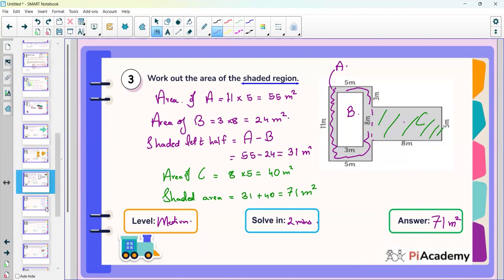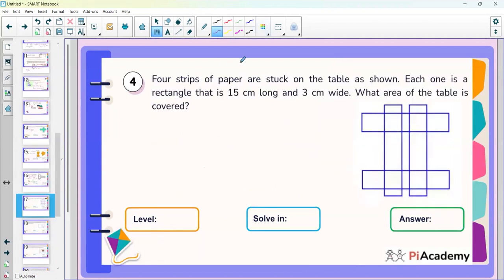Okay, now moving ahead to the next question. Here we have question number 4. Let me read this one now. We are given 4 strips of paper. These are stuck on the table as shown. So you have a table, and on this table you have these 4 strips of paper. This is one strip aligned horizontally, followed by the second. Then you have 2 strips aligned vertically. Each one is a rectangle, which is 15 centimeters long, 3 centimeters wide.